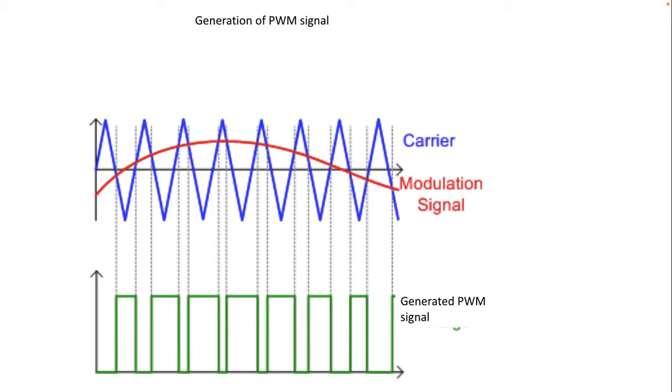If we compare the sawtooth wave and the modulating wave, the sawtooth wave acts as the carrier and the modulating wave is the message signal. So when we compare them, wherever the modulating signal is greater than the sawtooth, the output of the train of pulses is positive, else it is negative. Thus the message is carried in the width of the pulses.